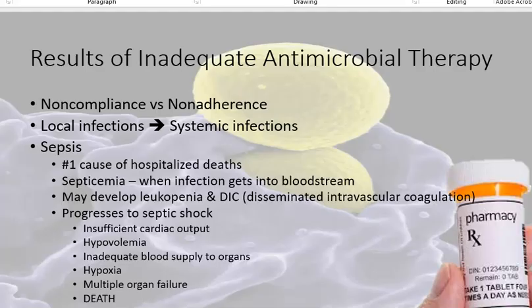If a local infection is inadequately treated or misdiagnosed, thus not treated correctly, it can lead to abscess and systemic spread, which would be sepsis. Sepsis is the number one cause of hospitalized death. Severe life-threatening cases of leukopenia develop, as well as DIC.